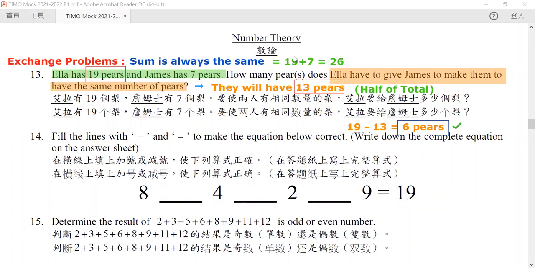Is there any questions? If no, then now we proceed to our question number 14.